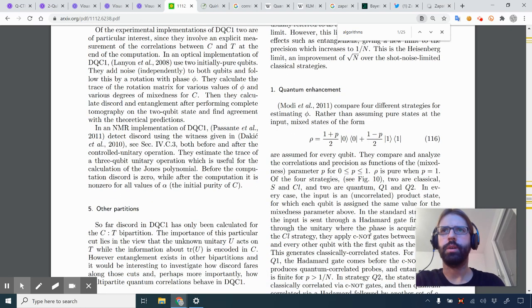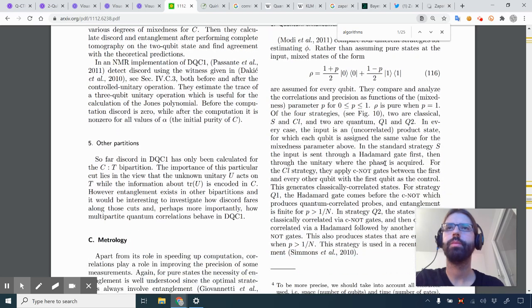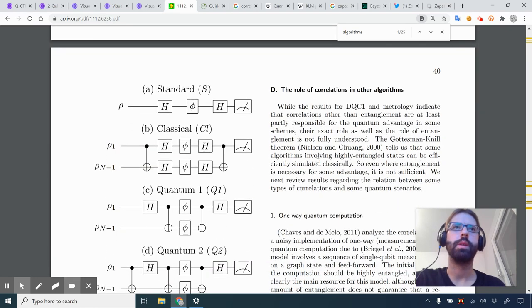I don't know. Compare four different strategies for estimating the phase, assuming pure states and input mixed states of the form. I don't know, standard, classical, what is this?